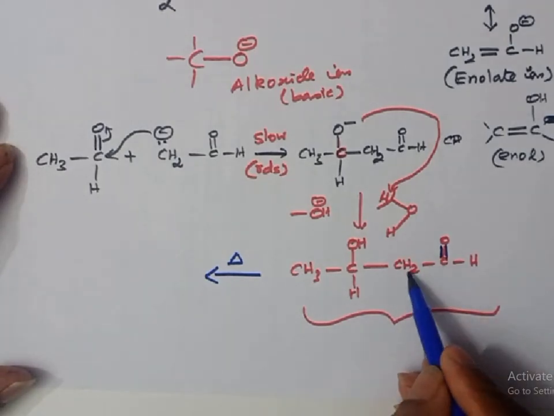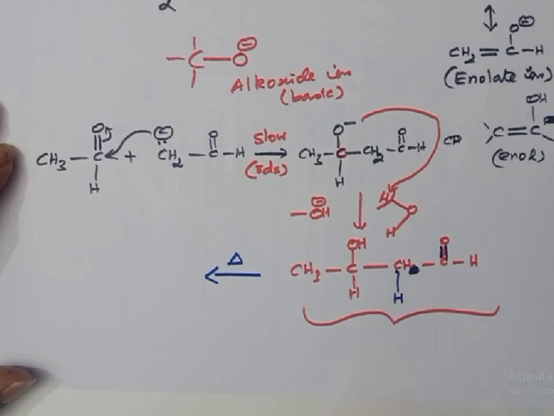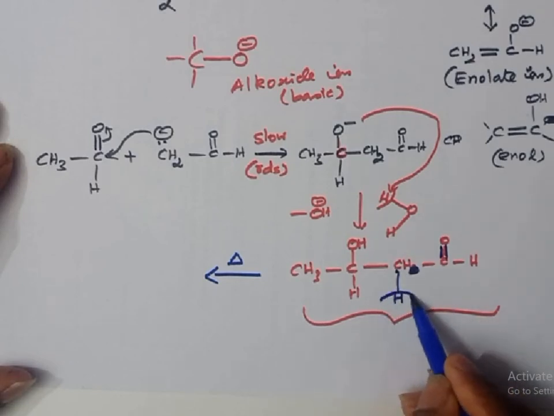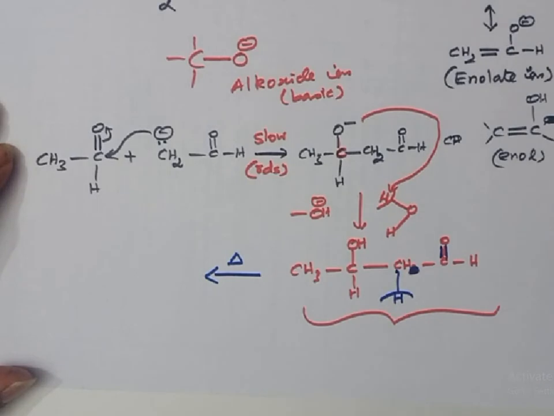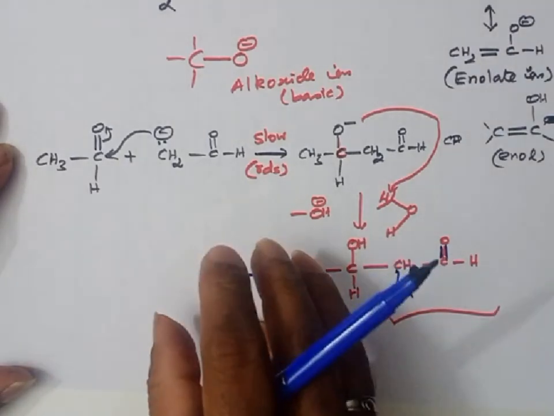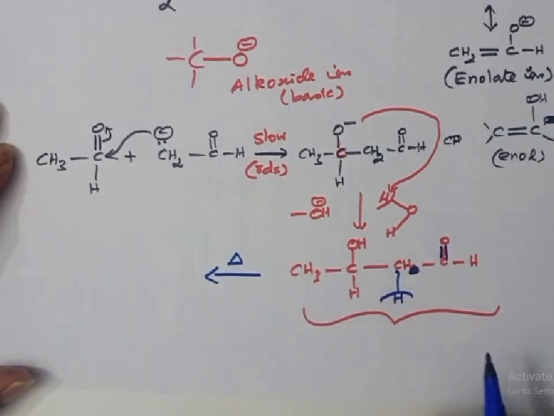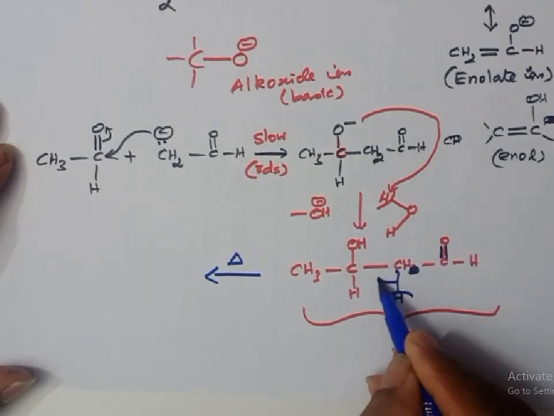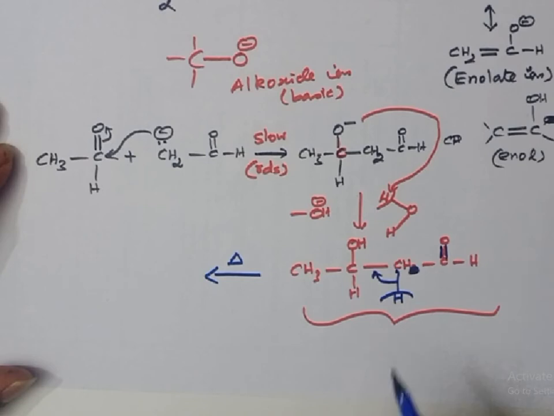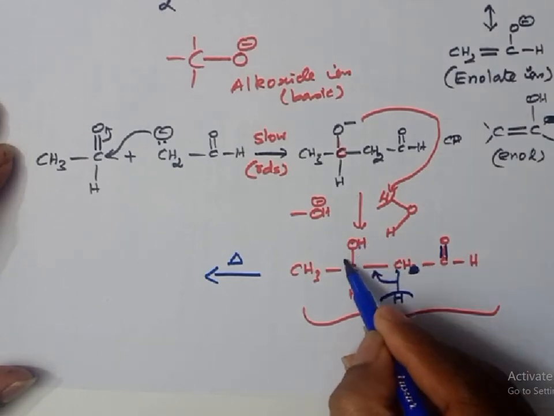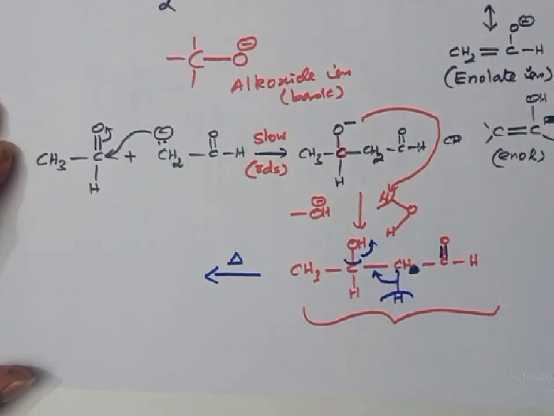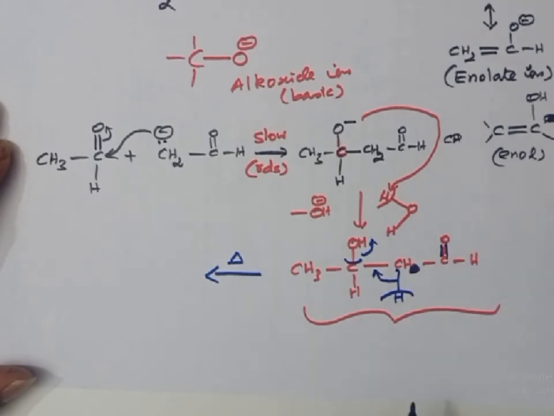So now you have 2 hydrogens. Out of the 2 hydrogens, let me take 1 hydrogen like this. On heating, what will happen? This hydrogen comes out as H plus, because in the medium we have water molecules and base. So one hydrogen comes out as H plus, and this bond will go here. When this bond goes here, OH comes out as OH minus. On heating, this reaction will occur.